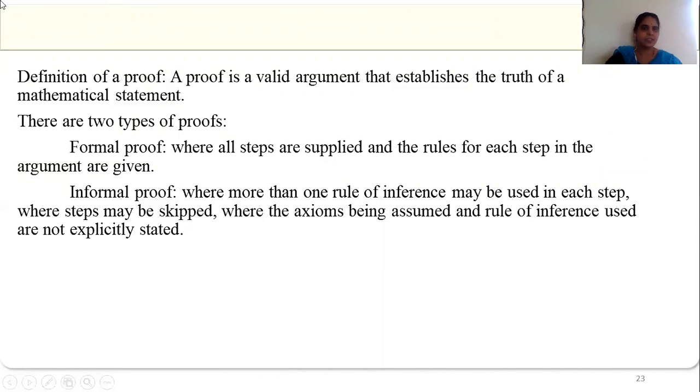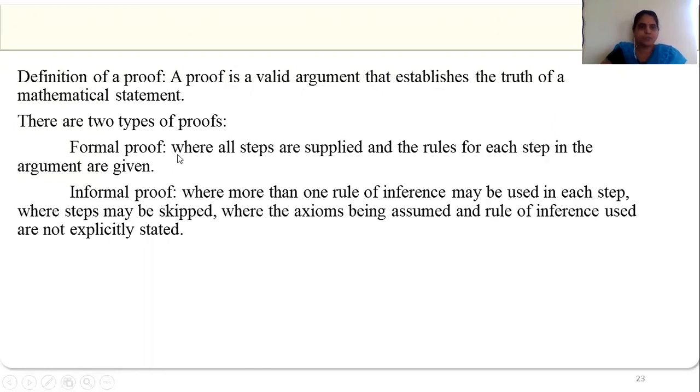Okay, next is definition of proof. A proof is a valid argument that establishes the truth of a mathematical statement. Proof is basically a valid argument which establishes the truth of the mathematical statement.